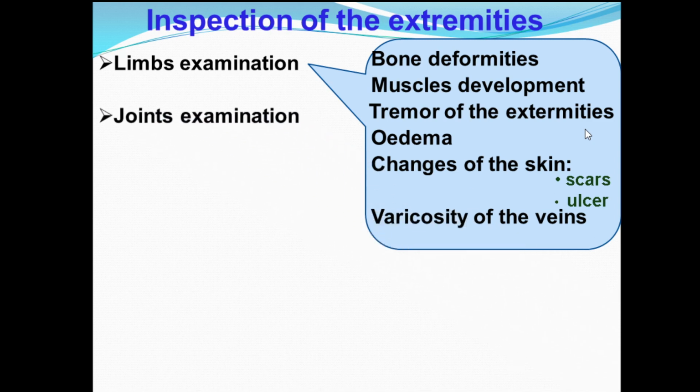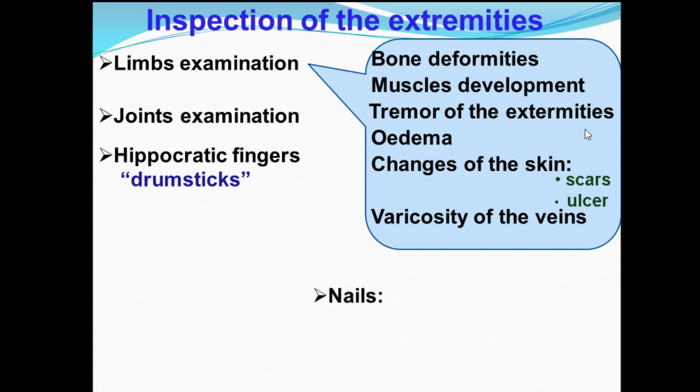Joints examination includes information about visible changes and assessment of the ability to move, because our movement activity depends on the condition of the joints. We'll pay attention to the fingers of the patient to reveal specific Hippocratic or drumstick fingers.